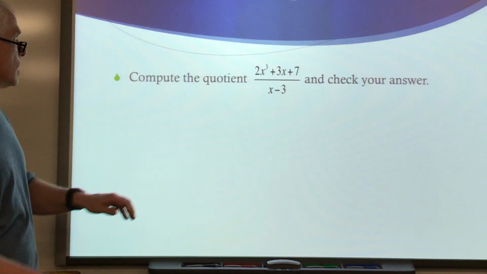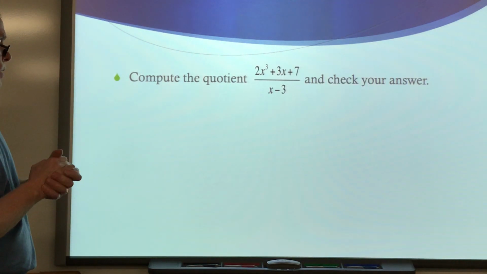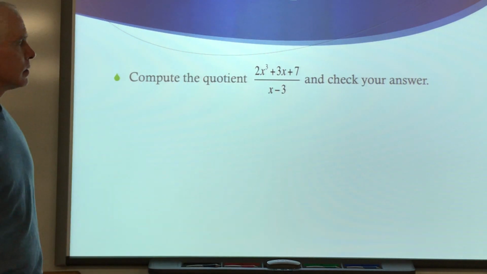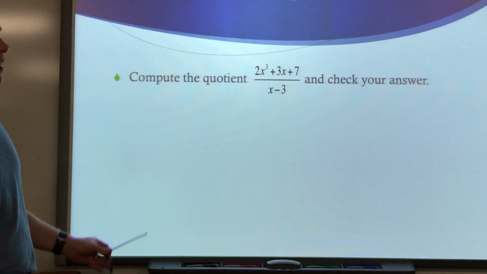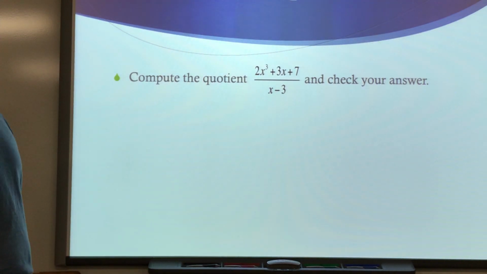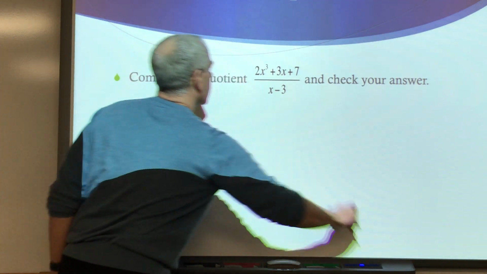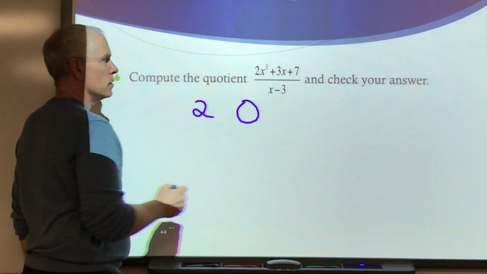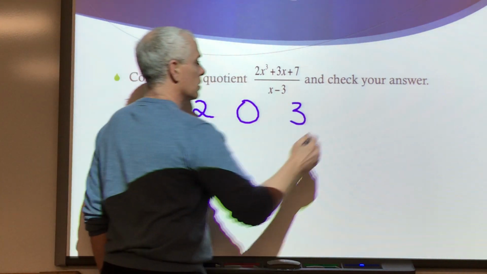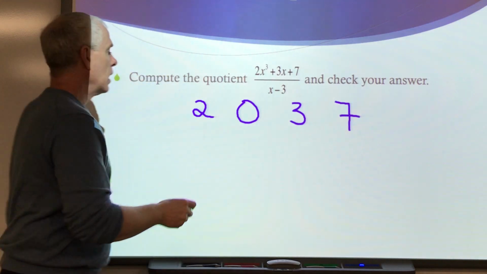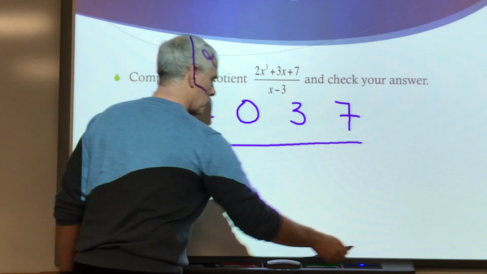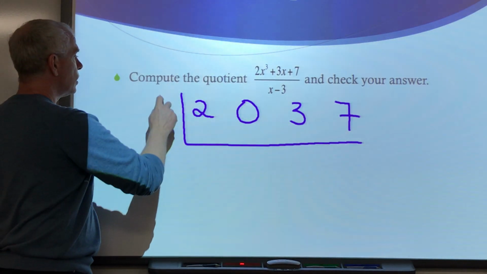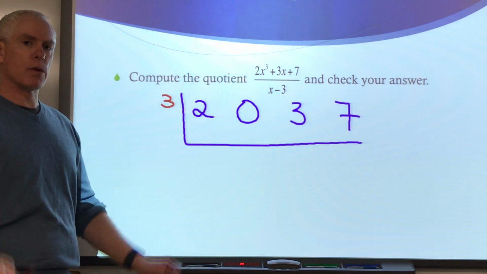Okay. All right, example 3, compute the quotient and check your answer. So I can use synthetic division as long as I'm dividing by something that has a power less than 2, it's x to the first. Here's one where I need a placeholder though. So I've got 2x to the third, 0x squared, 3x, and 7. And I'm dividing by x minus 3. If I put a 3 in for x, I get a 0, so I'm going to put a 3 out front. Then I'm going to follow those rules for synthetic division.